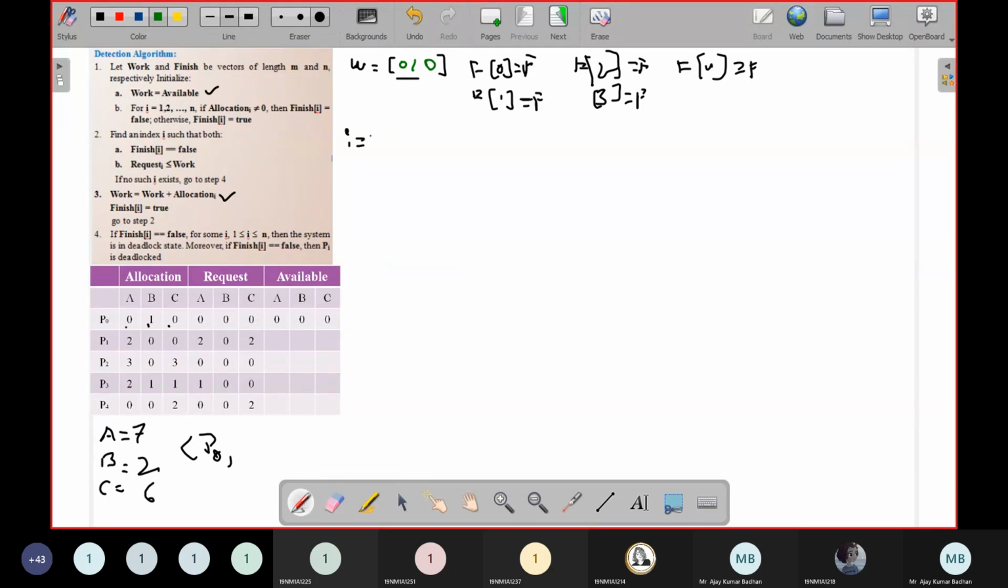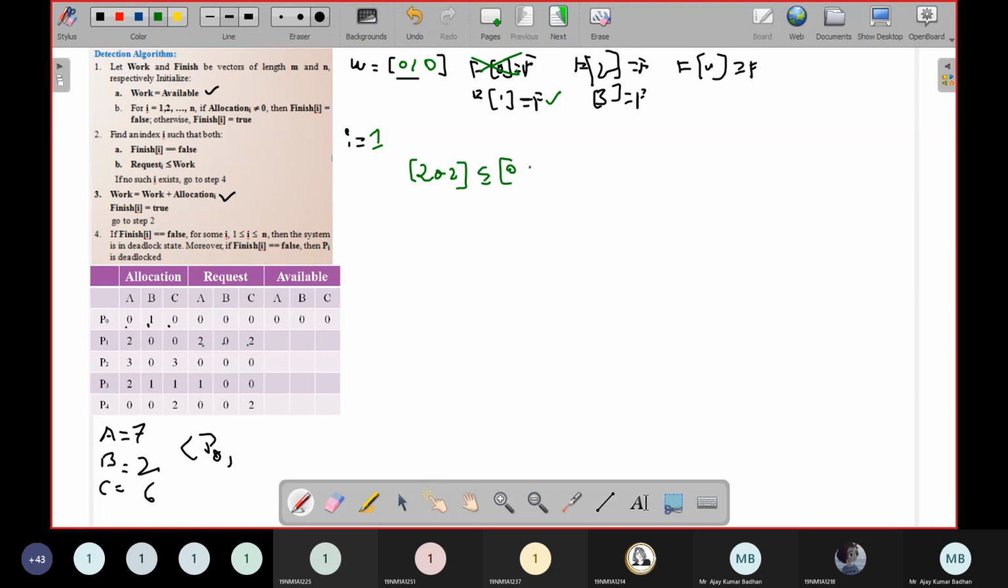Now I will be going to the next one, i equal to 1. Same process. So finish of 1, you can see here, is false, so the condition is true. What you have to do is check the request. What is the request of this particular P1? You can see the request is 2, 0, 2. So you have to see whether 2, 0, 2 is less than or equal to work. How much do we have?